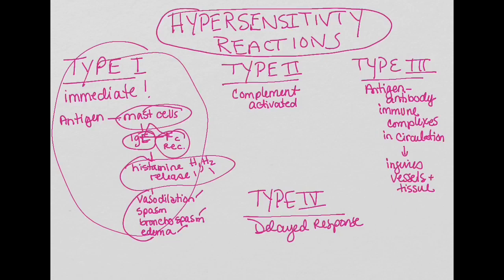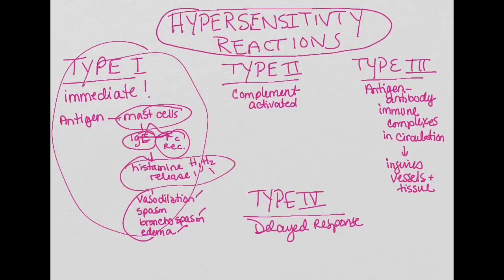A type 2 hypersensitivity is more complement activated, or in other words, mediated by antibodies. Also IgG and IgM, and they cause cell destruction. So examples would be hemolytic anemia and blood transfusion reactions. Those are the most common types of a type 2 hypersensitivity. We don't see it very much.